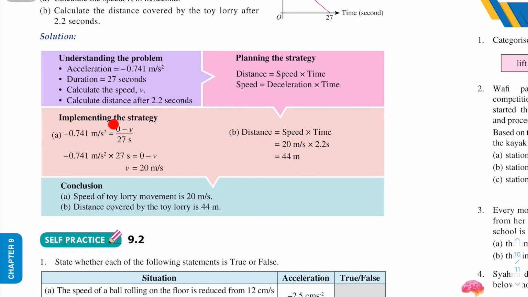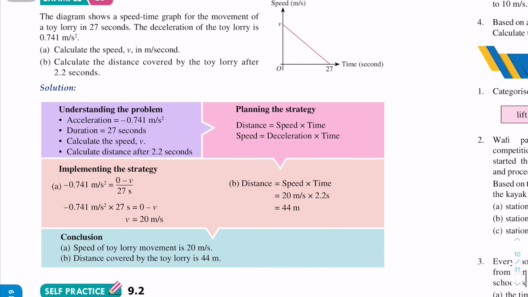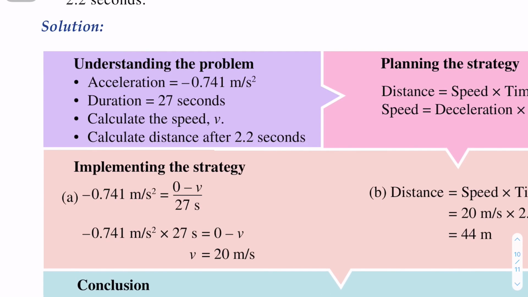So next, implementing the strategy. We know that this is the deceleration. Betul. Deceleration, kita punya formula adalah final speed minus initial speed. Dari sini ini initial lah. Semakin turun, dia semakin slow. So 0 minus V. Kenapa 0? Why 0, sir? 0 because this is the final speed. Final speed is 0 because the lorry stopped. So 0 minus V in 27 seconds.